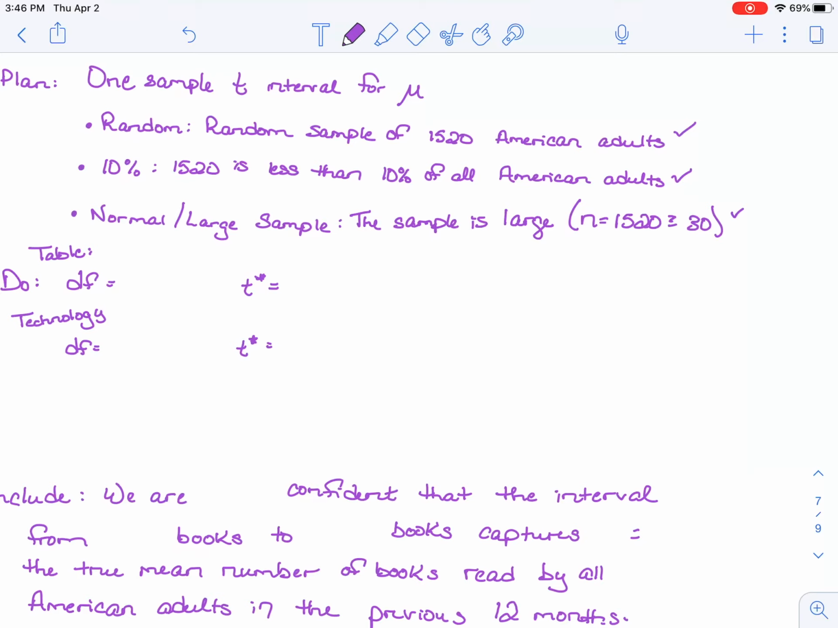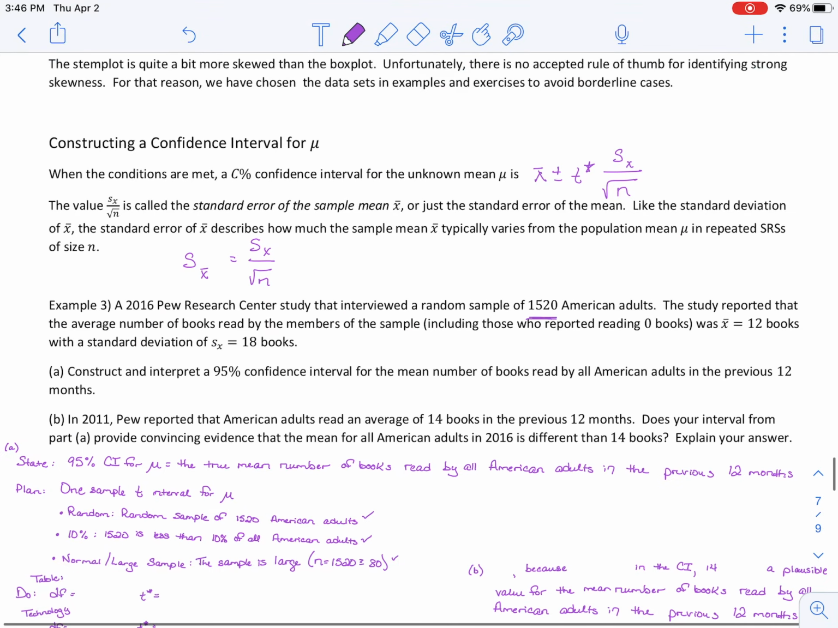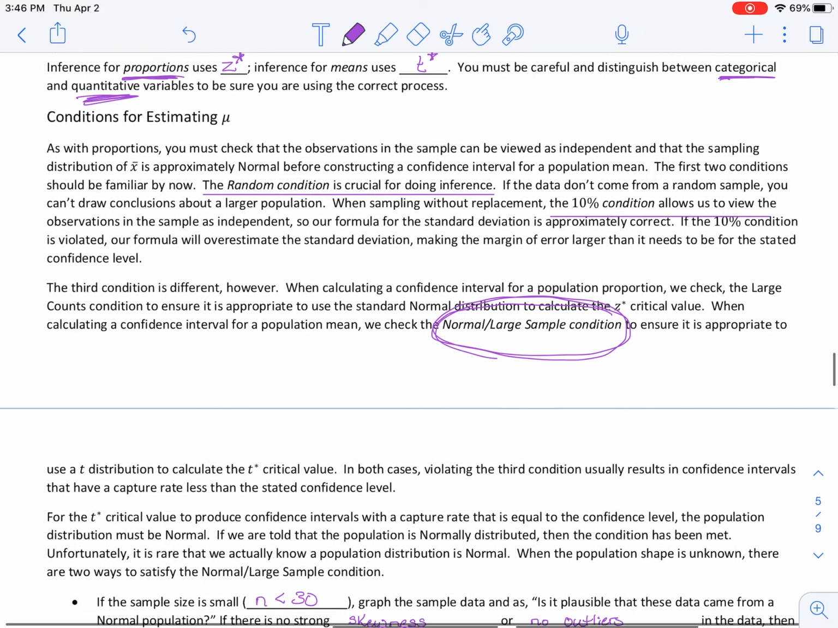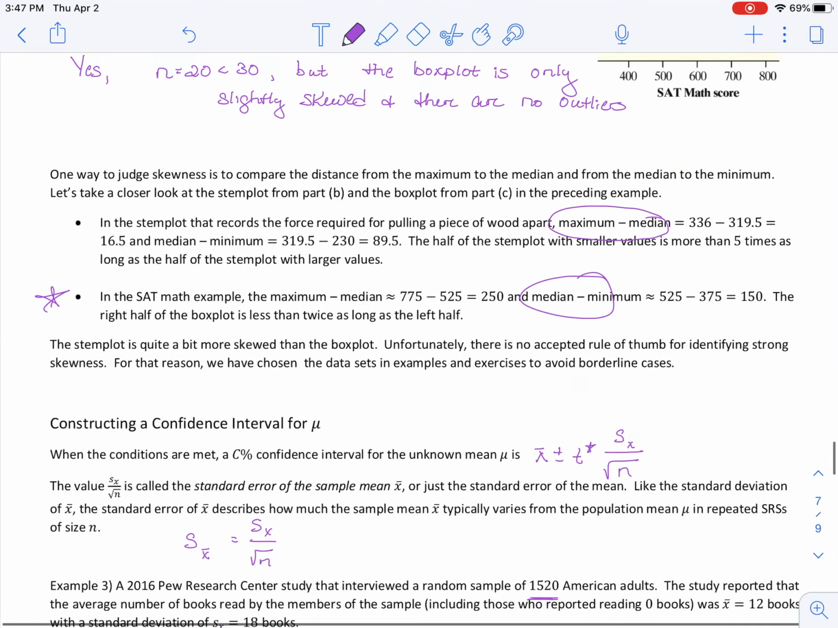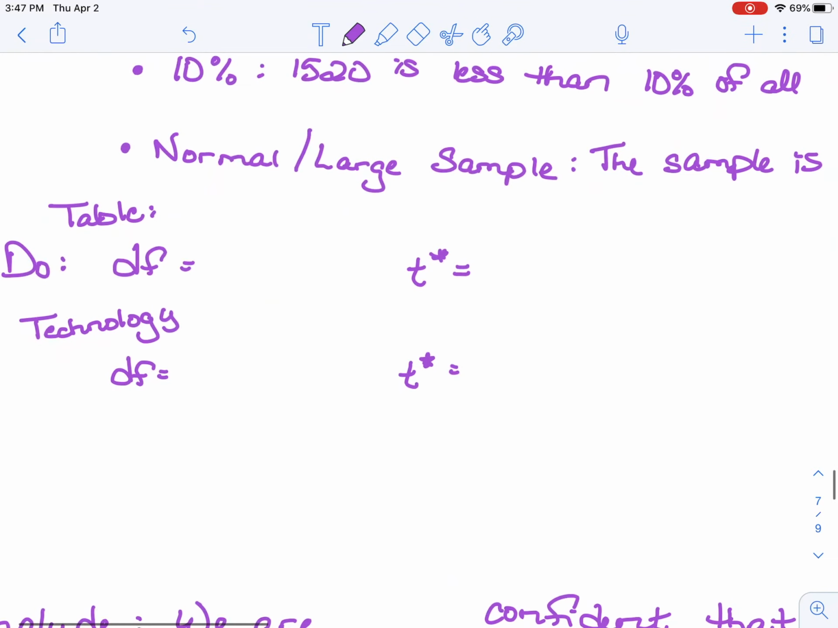As I said before though, depending on how you choose to do this, you're going to get slightly different results. So one way I'm going to do this is by the table. 1,520 is not on the table. If you actually scroll all the way back to the table, they jump from 100 to 1,000 to infinity. So rounding down, the highest one that is available would be this 1,000. So we're going to use 1,000 as our degrees of freedom.